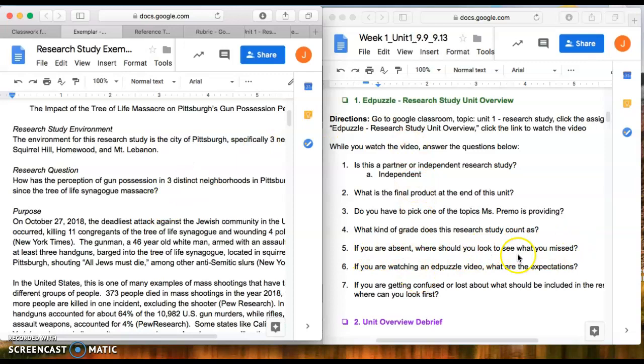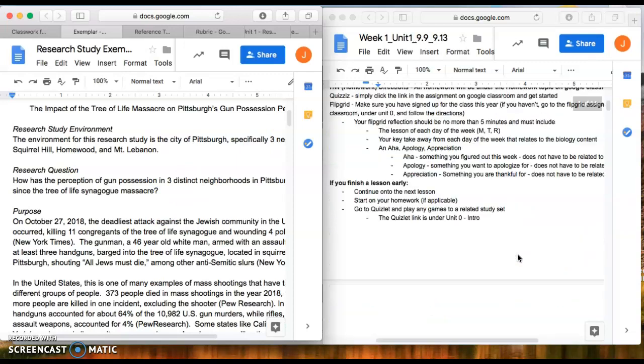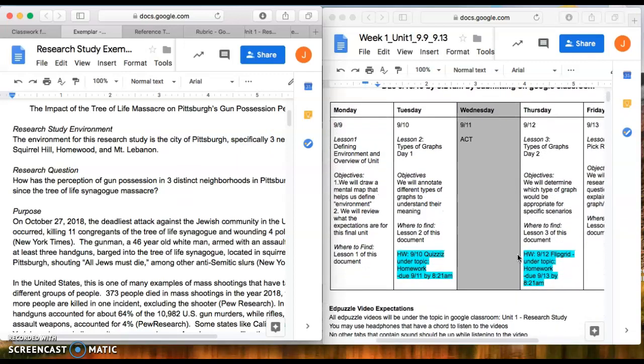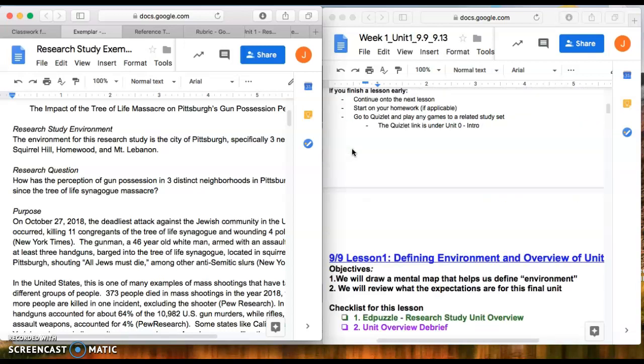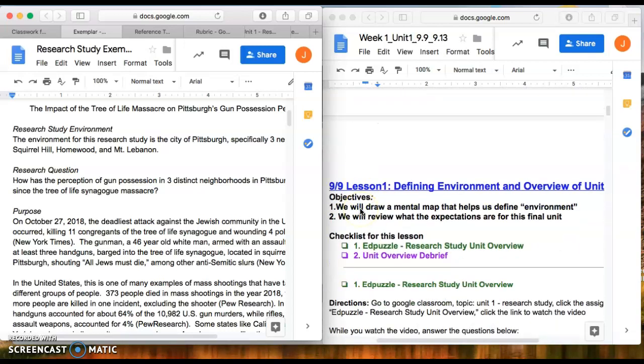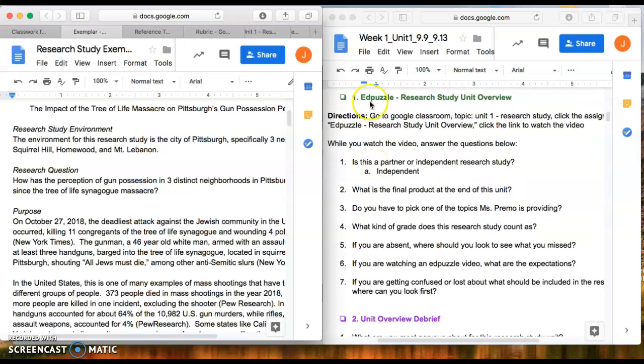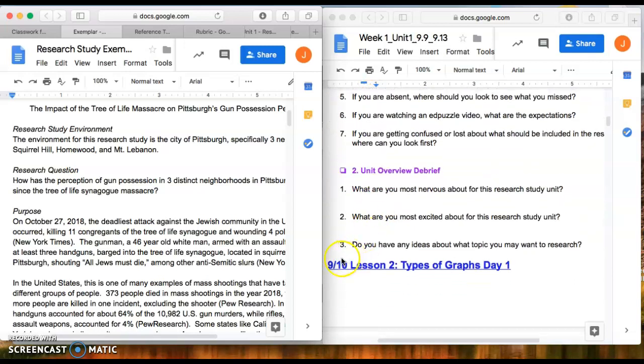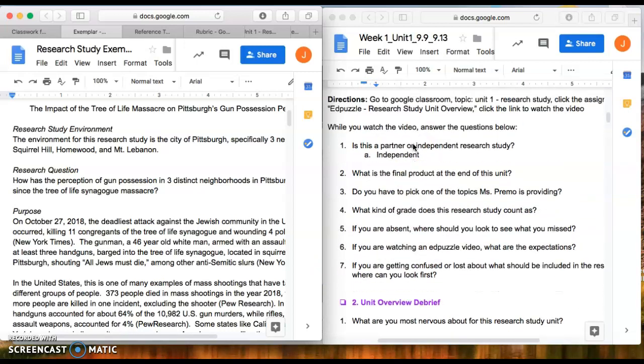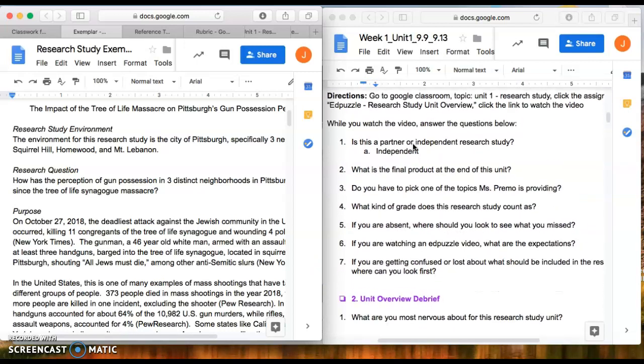If you're absent, where should you look to see what you missed? You need to be looking at this calendar because it tells you every day what you should be doing. So if you were not here today, you see that you missed lesson 1, which means that you scroll down to where you see lesson 1. What you would need to complete is this checklist for lesson 1, all the way until you see lesson 2. So this section is what you would have to do if you were absent.